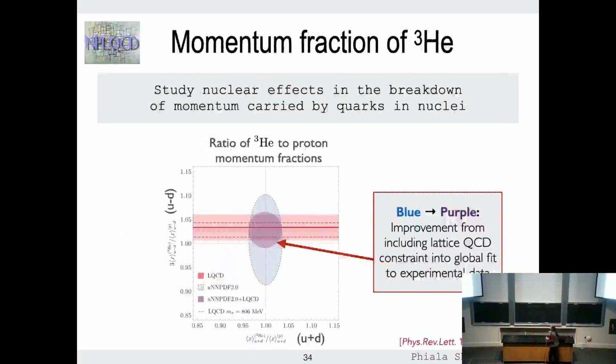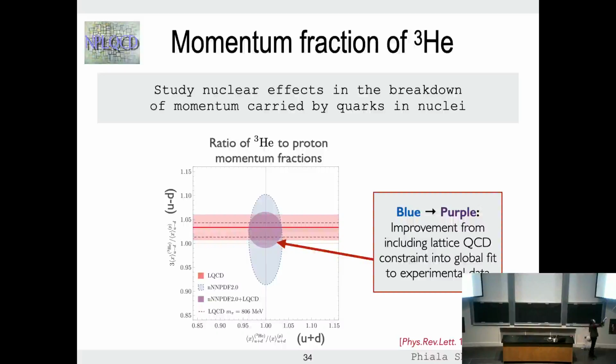So we'd love to be able to understand that from first principles, and I can show you the very first step towards doing that. So let's go back to one of the simplest things, the momentum fraction, right? Like I said, for the proton, we can very precisely say the fraction of its momentum carried by quarks and gluons. For nuclei, we can make the first step. This is the up minus down quark combination and the up plus down quark combination of the ratio of the momentum in helium-3 to that in the proton, right?